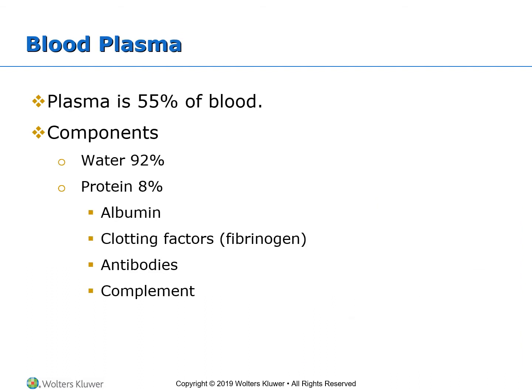We'll look at each of those components. And blood plasma is about 55% of the total blood volume. The plasma itself is over 91%, almost 92% water.